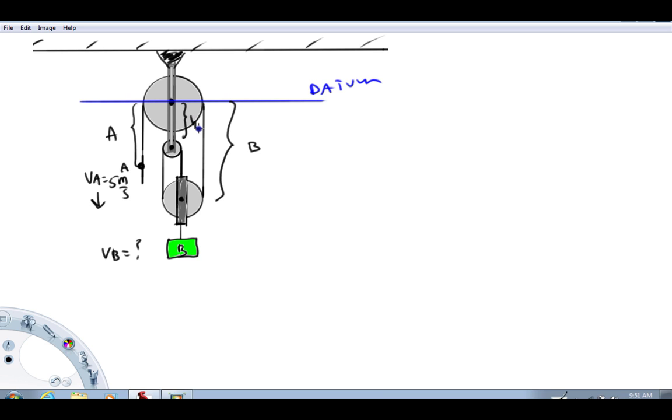As far as how we analyze the problem, the system is connected together by a rope. The important thing to recognize is, if I follow that rope along, starting at A, the rope comes around here and then it's tied off. The length of that rope is not changing. So the game plan is to write an equation for the length of the rope, L equals something, and then time differentiate it. Because the length is not changing, the left-hand side will be 0.